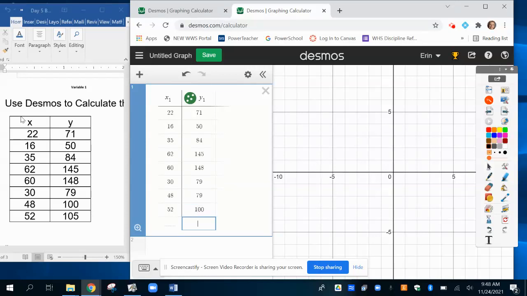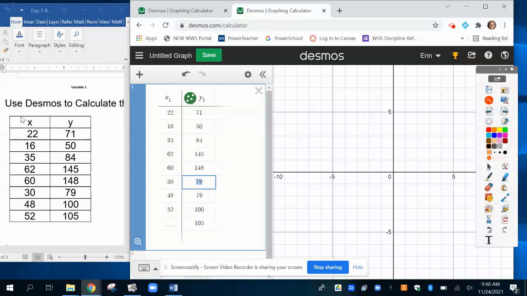Uh-oh, I missed a point. Okay, so look, when I'm here, my numbers don't match up, which means I missed a point or I typed an extra in. And if you look, I accidentally typed 79 twice, right? So I've got to make sure I get these all lined up and I have everything matched up accordingly. Even typing one number wrong is going to give you the incorrect data.